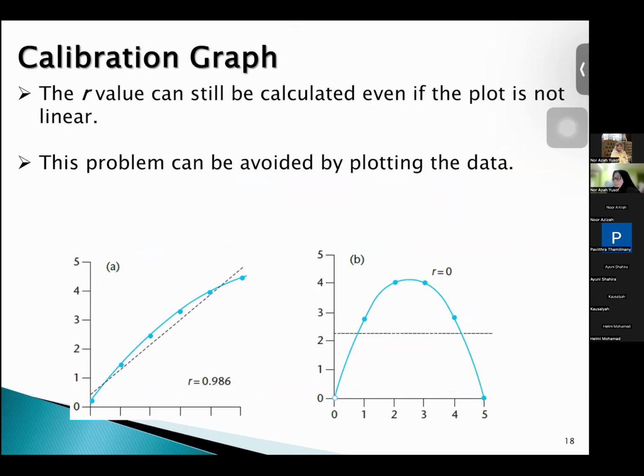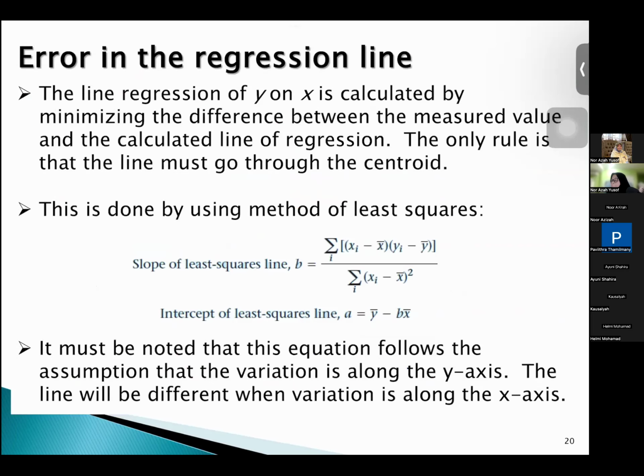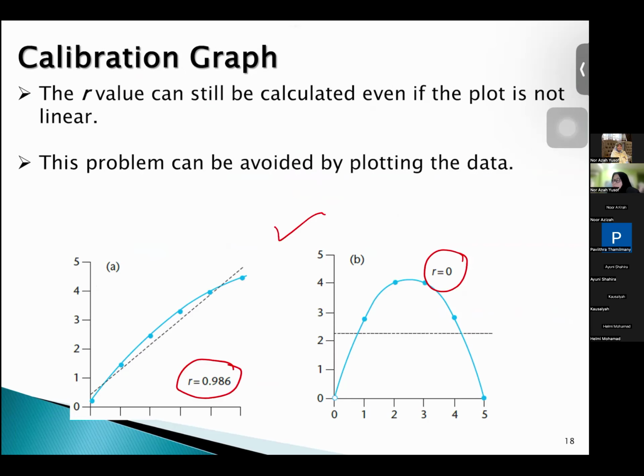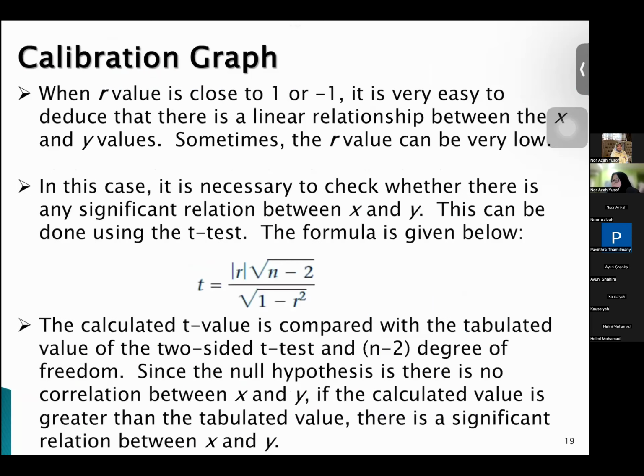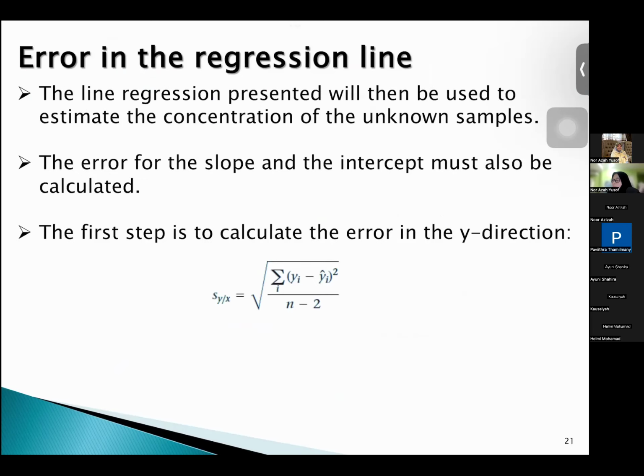Okay, so you can see the difference when you have R totally chaos, and when you have R close to 1. This is very important to evaluate whether you can use the calibration or not. This is the same formula from the slide just now, so I just skip this.